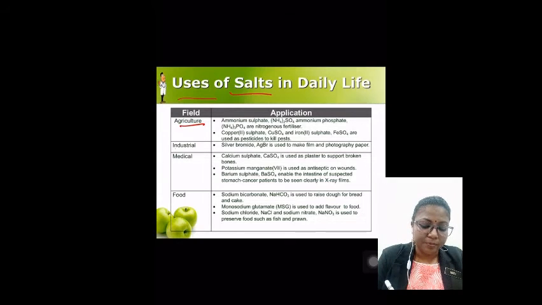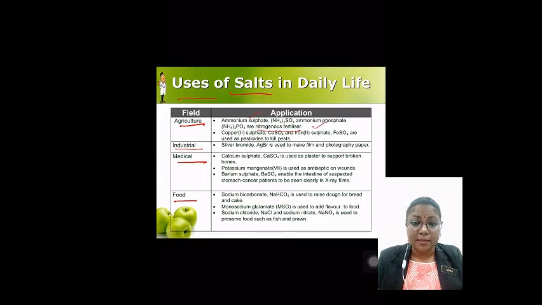Okay, alright. So now we go for the uses of the salt in daily life. Looking at agriculture, industrial, medical and food. They are all very common to us and very near to us. So look at agriculture. You have ammonium sulfate, ammonium phosphate and maybe ammonium nitrate, which are all nitrogenous fertilizers. You have plants, you need fertilizer. When you have plants, definitely the pests will come and disturb your plants. So you need pest control. In order to get pest control, copper(II) sulfate and iron(II) sulfate are used to kill the pests.